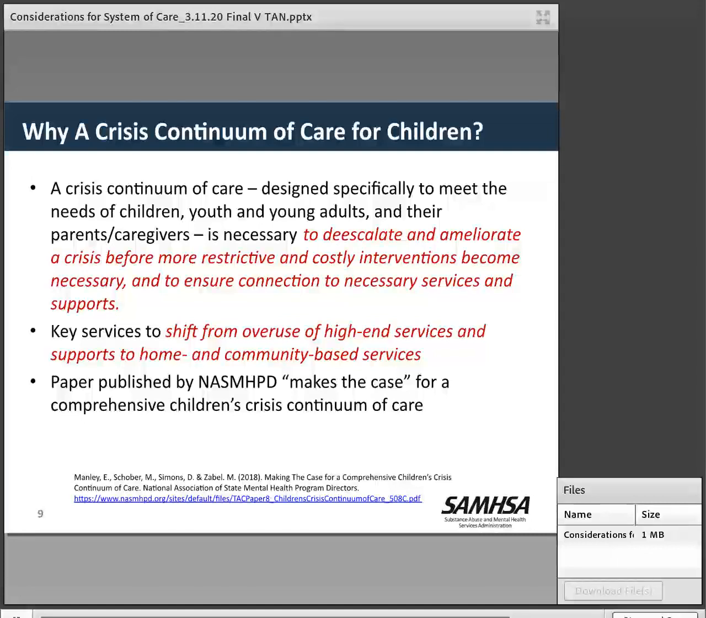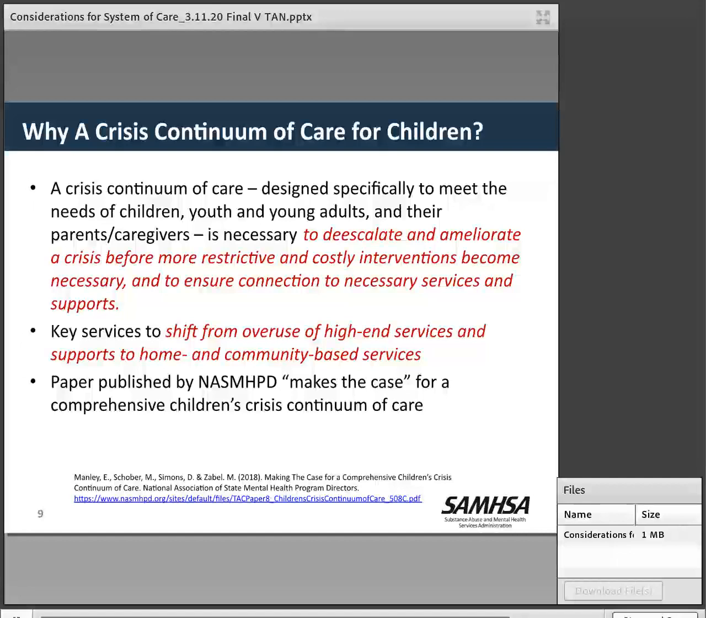In other words, the adults that are surrounding the child actually see changes in the child and see what's happening well in advance, and generally speaking are able to say, we saw that coming and couldn't we have prevented it. And so a crisis continuum is designed not only to address what they see for children, but what they see for that surrounding support system. So the key is to shift from the overuse of those high-end services like an emergency department and inpatient units for children who don't require them.